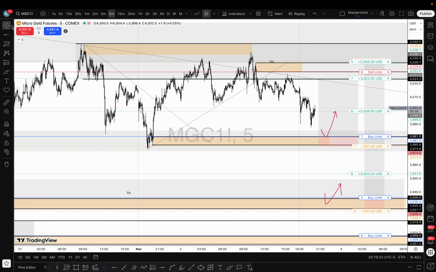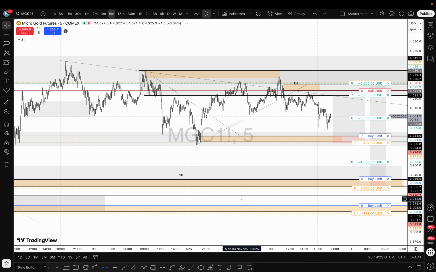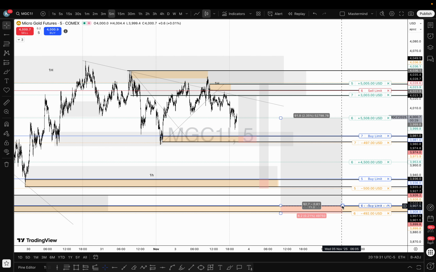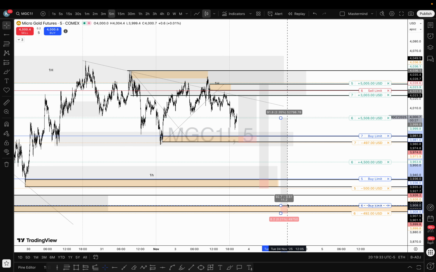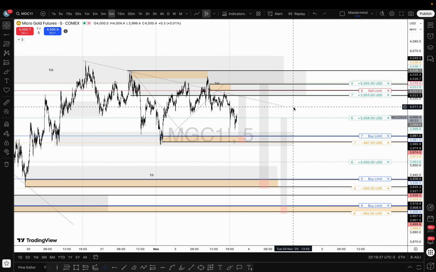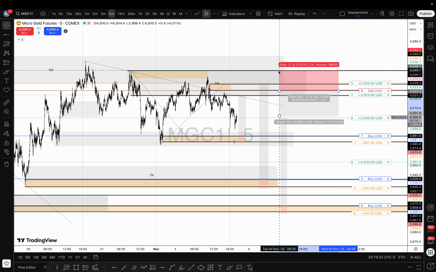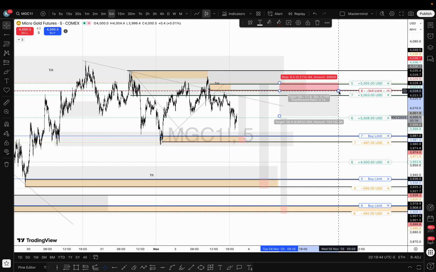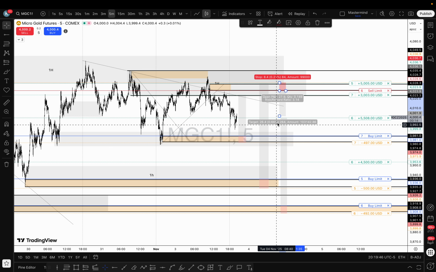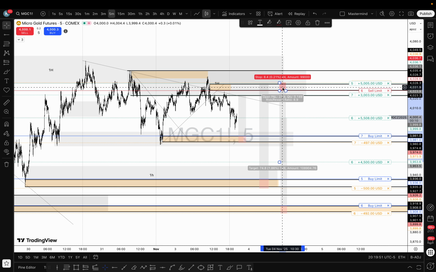So let me just clean up this chart, see if we can make this more presentable. And we also have this sell idea. So yeah, it's a lot to consider, but we'll see how it plays out.